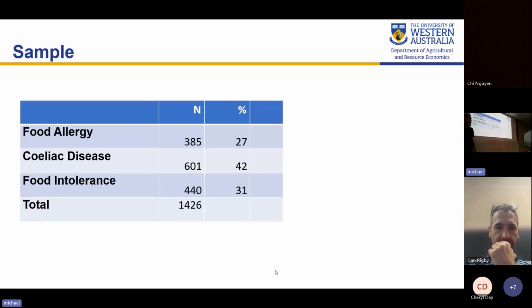The sample was potentially quite difficult to draw from. It was done in part through online market research, but also through the support groups for people who've got this, so that we actually could get a reasonably big sample.